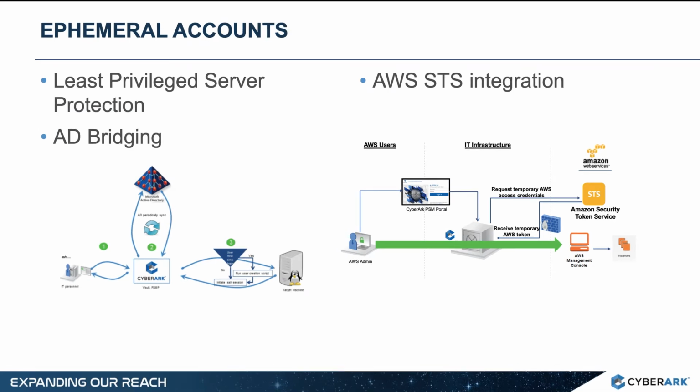The second way is ephemeral accounts, where single-use privileged accounts are created on the fly and immediately deprovisioned or deleted after use. This is very popular with dynamic cloud environments. This can be done with CyberArk Least Privilege Server Protection and AD bridging capability, or with the AWS STS integration.